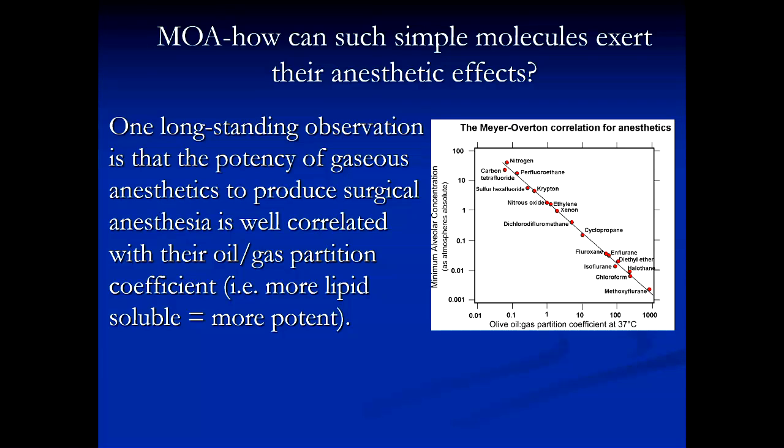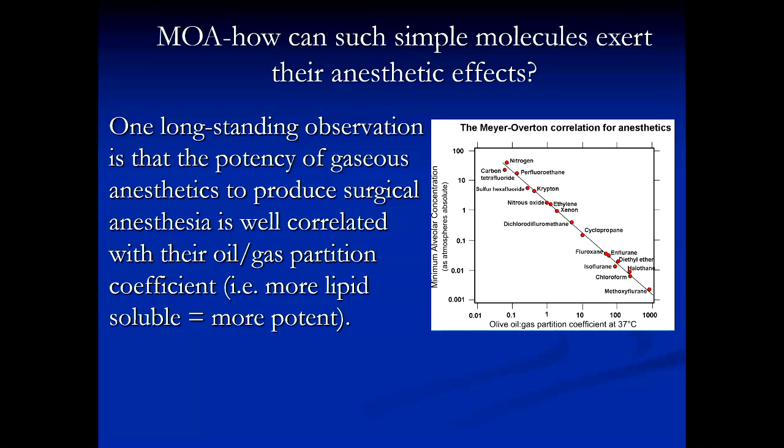Drugs that have a low MAC value, you don't need much of it to provide anesthesia, and those tend to be the ones that prefer to be in the oily lipid environment. So the more one of these agents on this line here prefers to be in an oily environment, then the more potent they tend to be in working as an anesthetic. So this was the Overton-Meyer correlation between oil-water partition coefficient and the potency of the agent as an effective anesthetic.